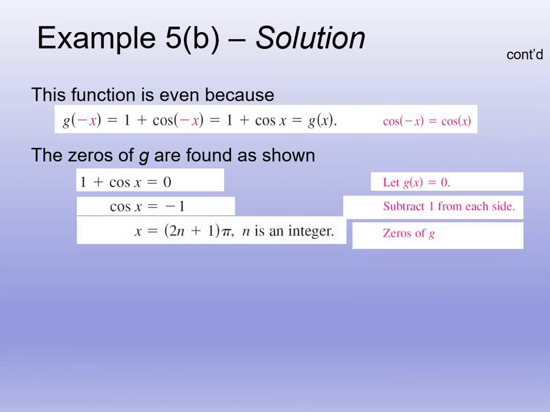So it would be 1 pi, 3 pi, 5 pi, 7 pi, 9 pi, and so on and so forth. It's an even function, so that's how we would find that. And if we were to graph it, we should know what the graph of cosine looks like. It's just cosine, raised up 1.